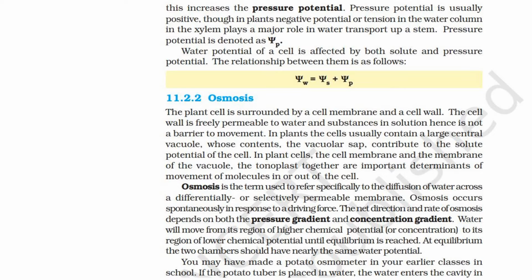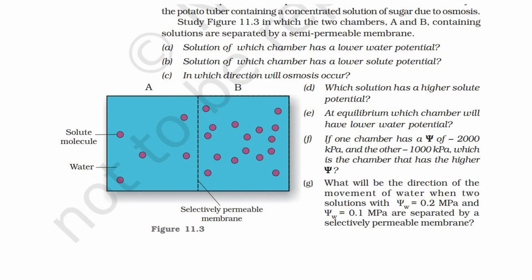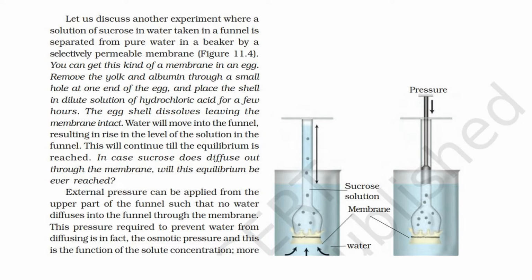You may have made a potato osmometer in your earlier classes in school. If the potato tuber is placed in water, the water enters the cavity in the potato tuber containing a concentrated solution of sugar due to osmosis. Let us discuss another experiment where a solution of sucrose in water taken in a funnel is separated from pure water in a beaker by a selectively permeable membrane. You can get this kind of a membrane in an egg.